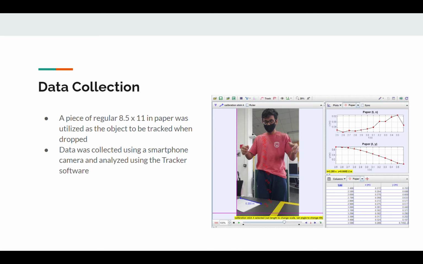So getting to that real data, it was collected by taking a recording of me dropping a regular piece of 8.5 by 11 inch paper, and that object was tracked using Tracker after a video was captured using a smartphone. And the Tracker image and collection scene can be seen to the right. The y-axis is what we're looking at, because we're looking at how the y value of the paper changes as it drops over time.